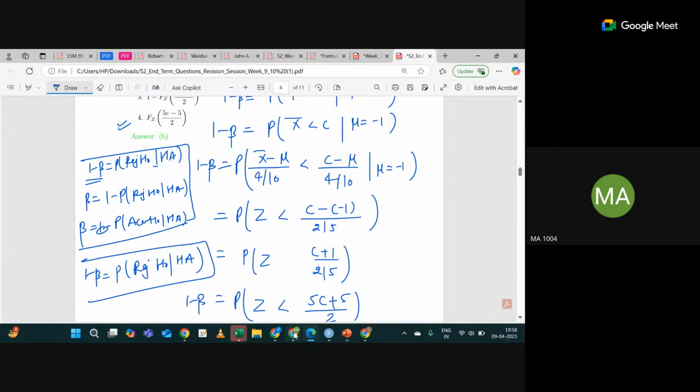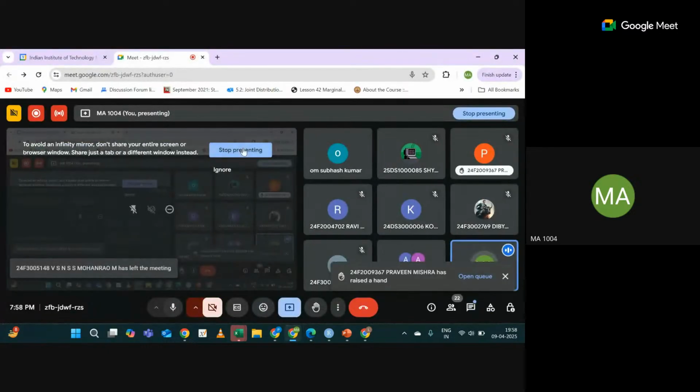Whenever you calculate 1 minus beta, it will be very high. Not like 5%, it will be 90, 95 or something like that, because they are saying it's a power. Okay, yes, sir. Thank you.